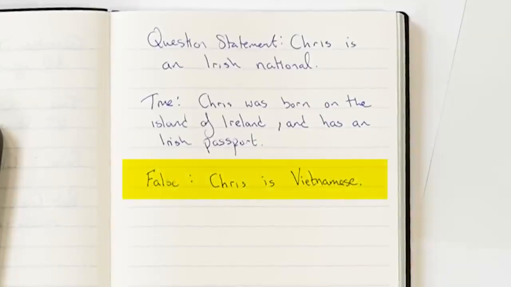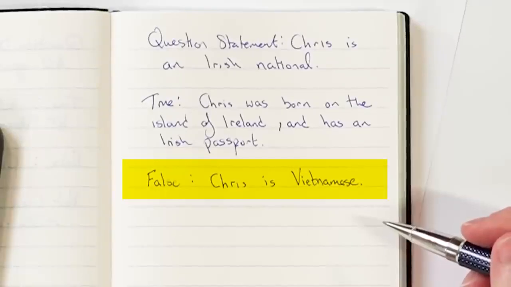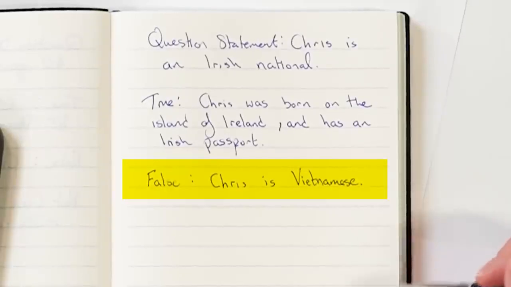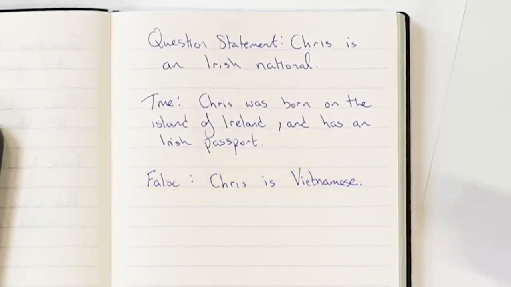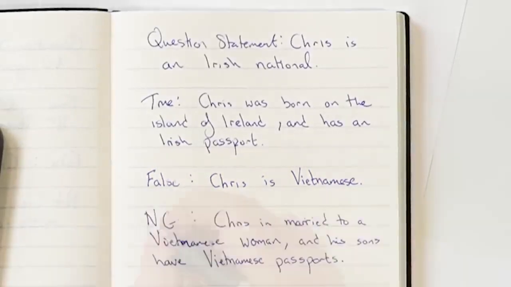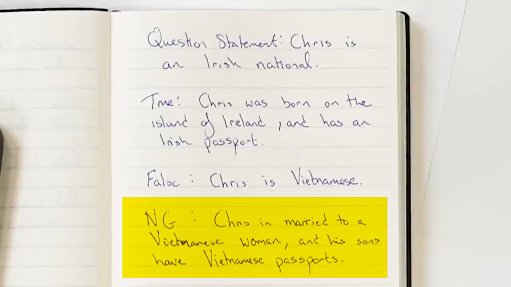Now let's write something that is false. Chris is Vietnamese. So not based on how I look or how I sound, but it is a fact that I am not Vietnamese because I do not have Vietnamese nationality. I don't have a Vietnamese passport. I wasn't born in Vietnam. So this is false. Chris is married to a Vietnamese woman and his sons have Vietnamese passports.